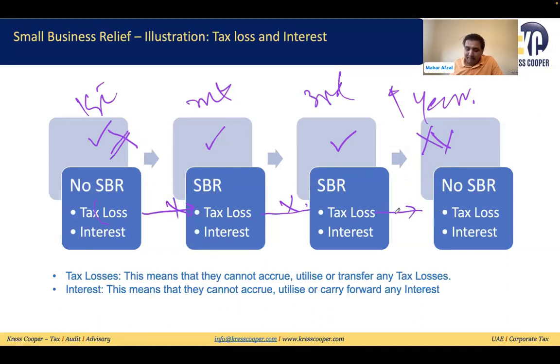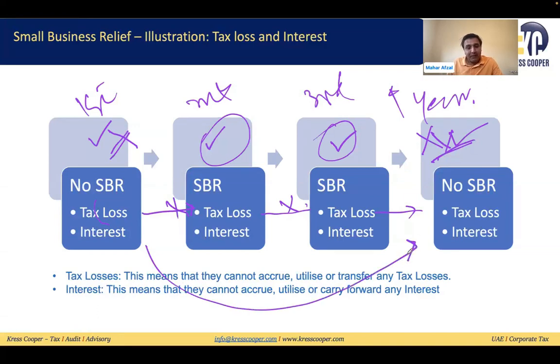Since they have not opted for the small business relief, they cannot adjust the loss of the period in which the person has opted for the small business relief. Even in the fourth year, where they have not opted for the small business relief, they cannot adjust any loss of year 3 and any loss of year 2, but they can adjust the loss of year 1.